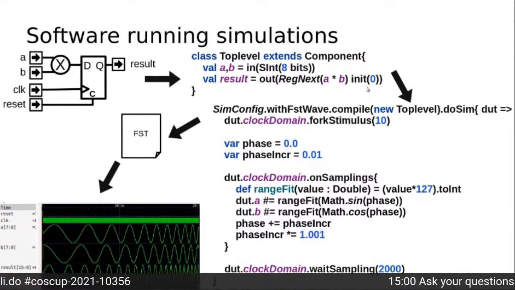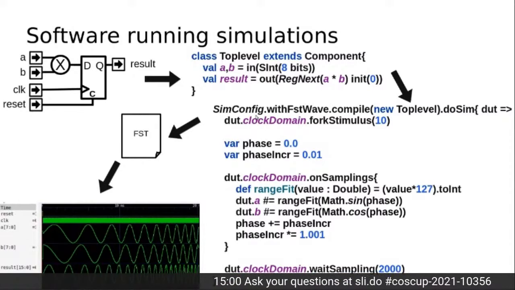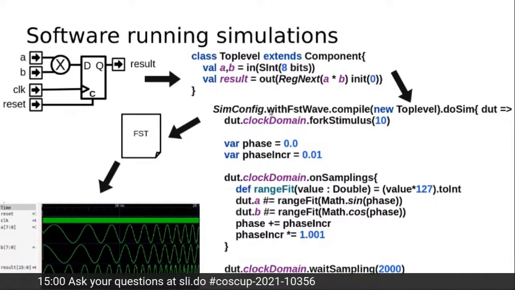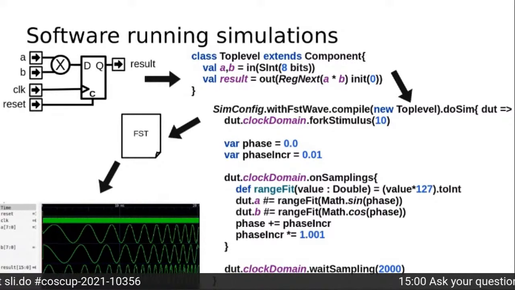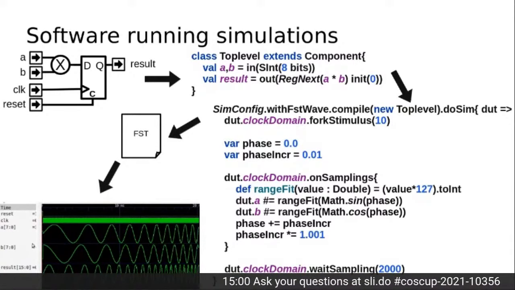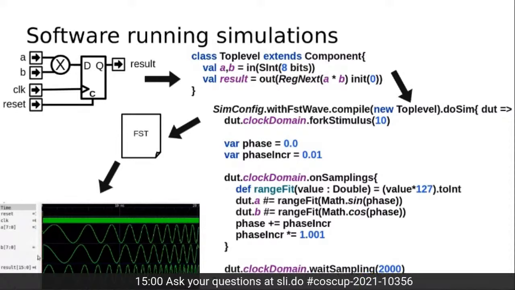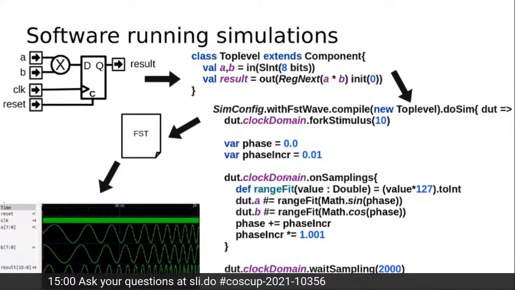Okay, so here we have the hardware. Now we want to run a simulation of that. So we create a simulation configuration on which we will capture the wave of our simulation into a FST file, which is what you can see here. A wave in hardware design is a chronogram on which, on the vertical axis, you have your signal, and on the horizontal axis you have the time.